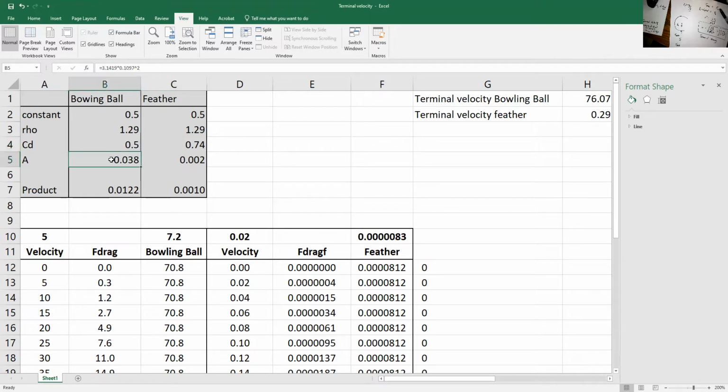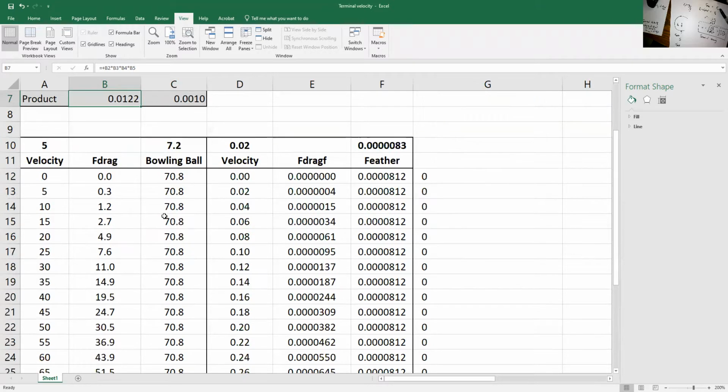And then A is the area perpendicular to the flow of the fluid. I just calculate the area of the bowling ball. That's just the area, pi r squared. I just took a typical size bowling ball. And then for the feather, I estimated how big the feather was in the video, maybe about 2 centimeters wide and 10 centimeters long, something like that. So I took a guess, but that's an area of the feather. And then I just took the product of those just to make it easy to put in my next equation.